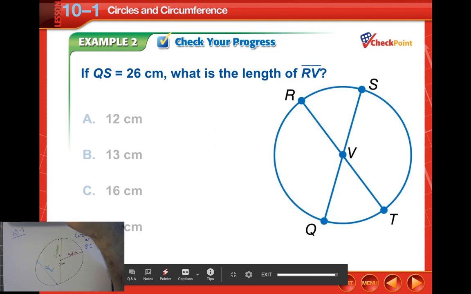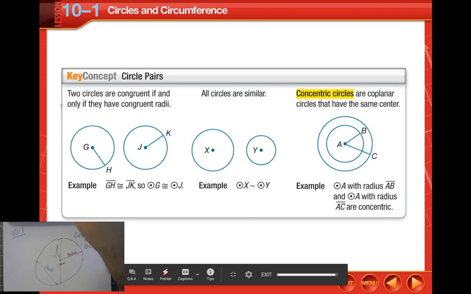If I have a diameter of 26, radius is going to be 13. So hopefully this is all jogging your memory, you're remembering all this stuff. It was pretty easy when we did it before, but I just want to make sure you have these in case you need it.